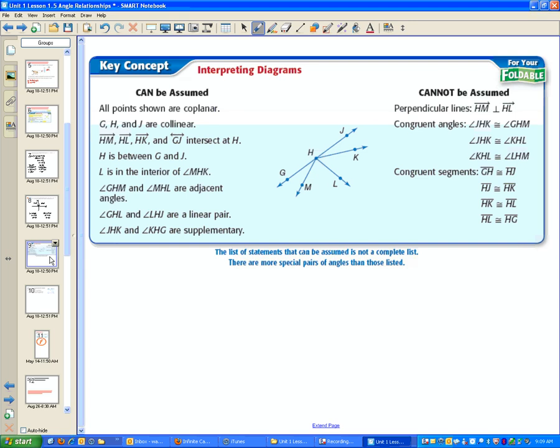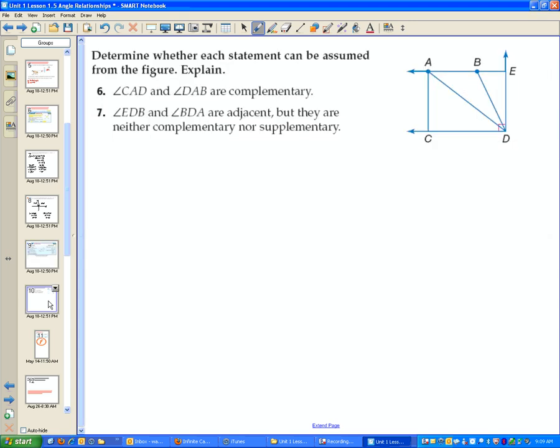All right? So on this one, can we assume that angle CAD, which would be here, and angle DAB, this one, are complementary? No. In fact, they're not, are they? Because the right angle they have marked involves a little more space, so no. What about, and explain, your explanation is never assume measures. Okay?